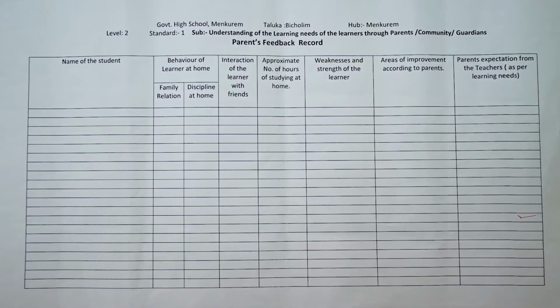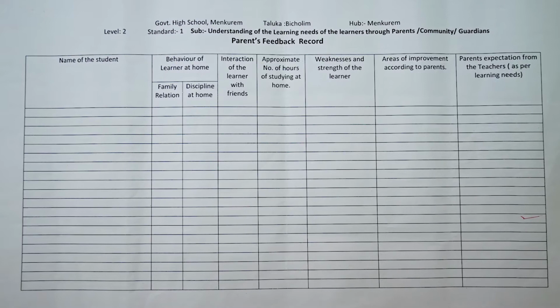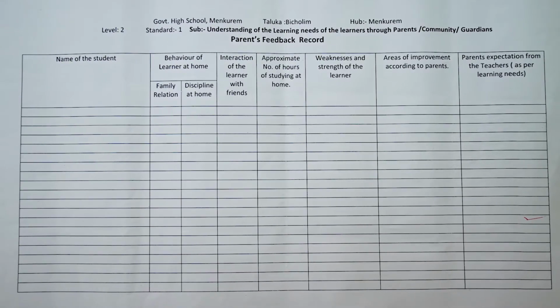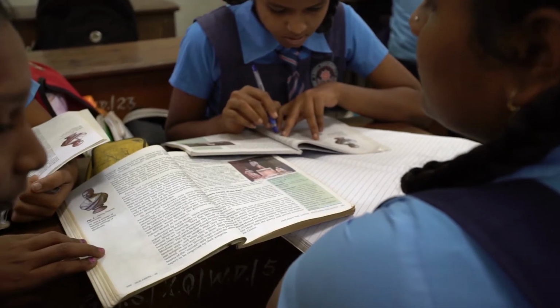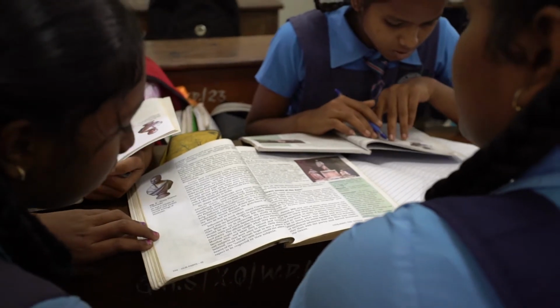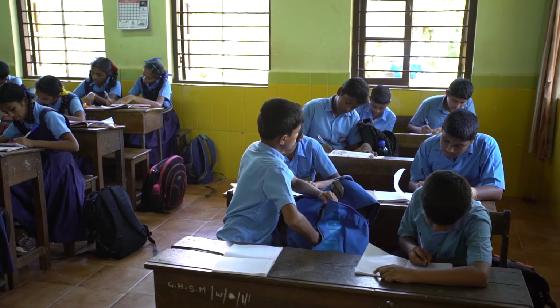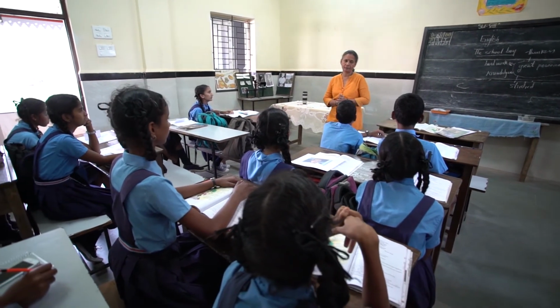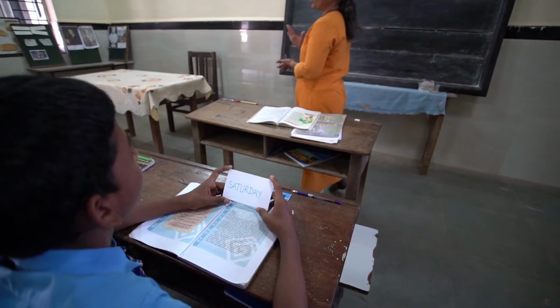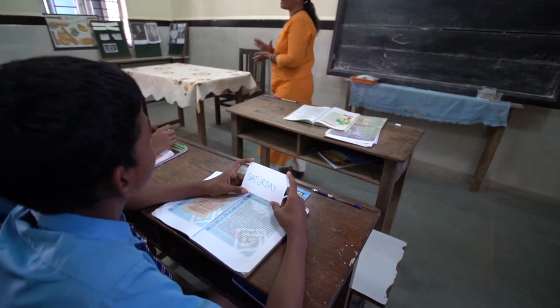So they are supposed to give the feedback about their child. This includes the behavior of the learner at home, meaning the family relation, the discipline at home, the approximate number of hours that they are studying at home, then even according to the parent what are their weaknesses and what are their strengths according to the parent. Although we know what the weaknesses and the strengths of the child are, according to the parent we may get different feedback. Even the areas of improvement according to the parent and what are their expectations from the teachers.